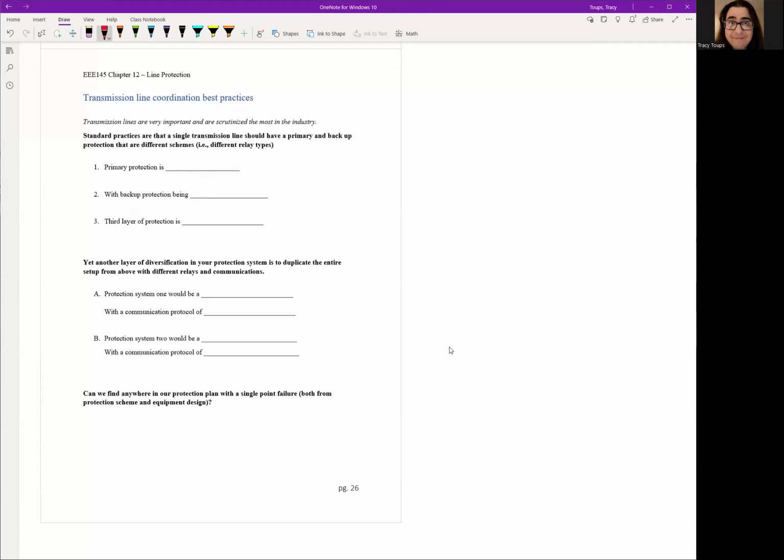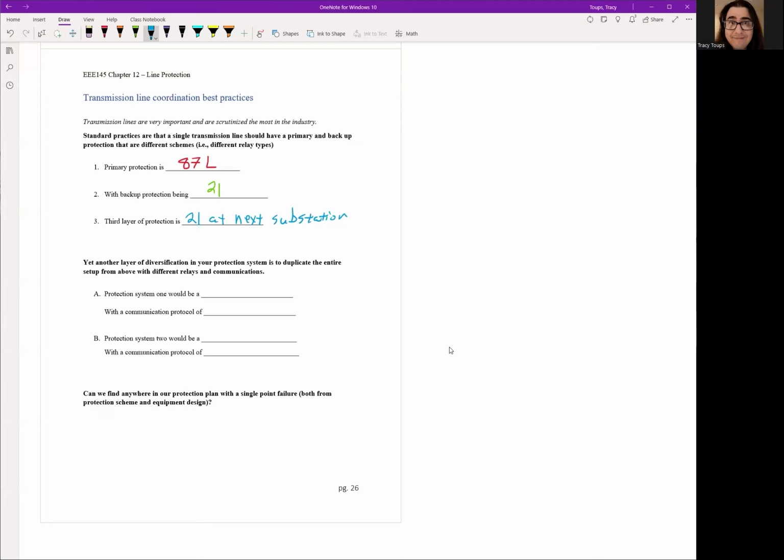So summing it all up, what are the best practices for transmission line coordination? Standard practice in North America, primary protection will always be 87L. That's a preferred method, line differential. Backup protection should be 21 distance protection. And a third layer should be a 21 relay at the next substation looking in.